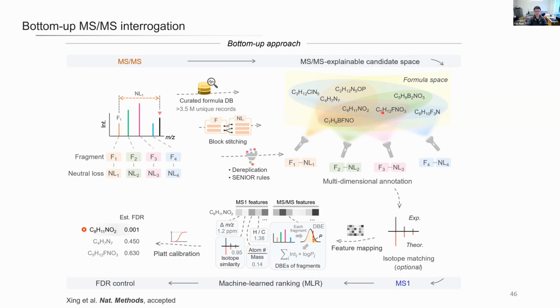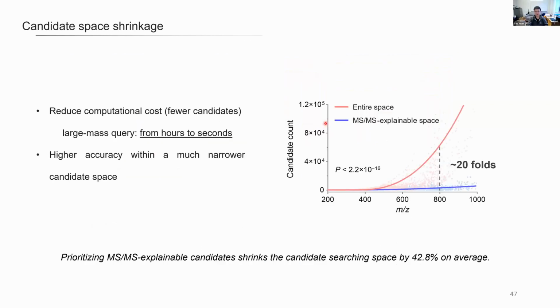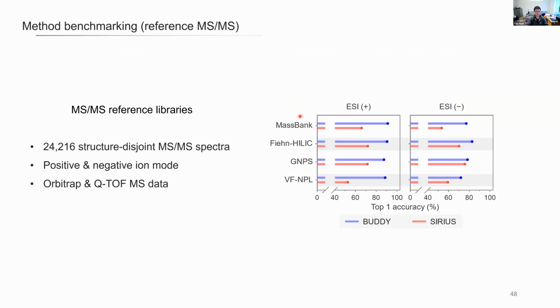I think this is related to validation, and the way we did the validation is using those reference libraries, because in this reference library, each MS spectrum has a molecular formula. So these are the ground truth. We tested the software on these ground truths to achieve the over 90% top one accuracy. So that's what we demonstrated for the performance here.